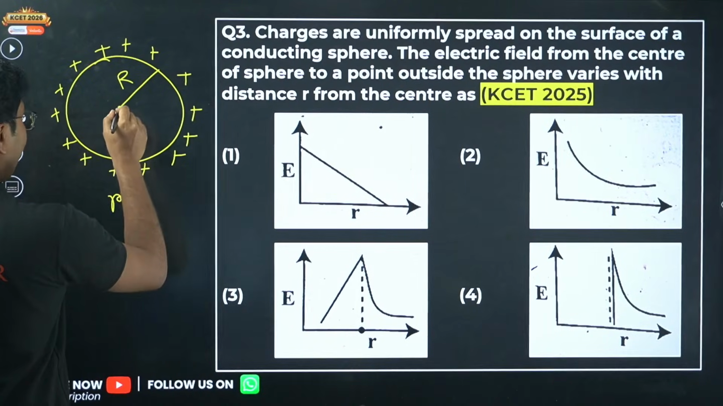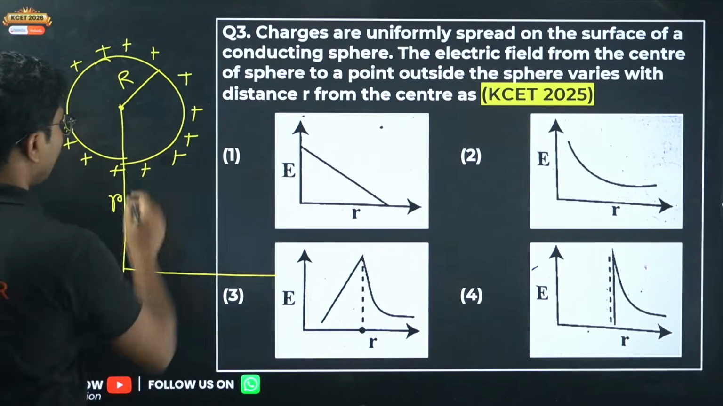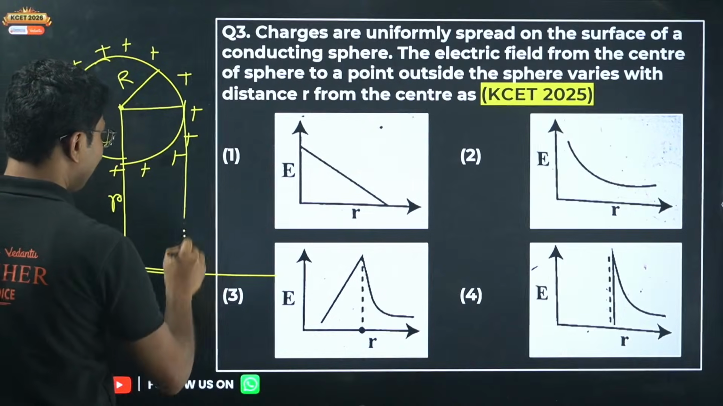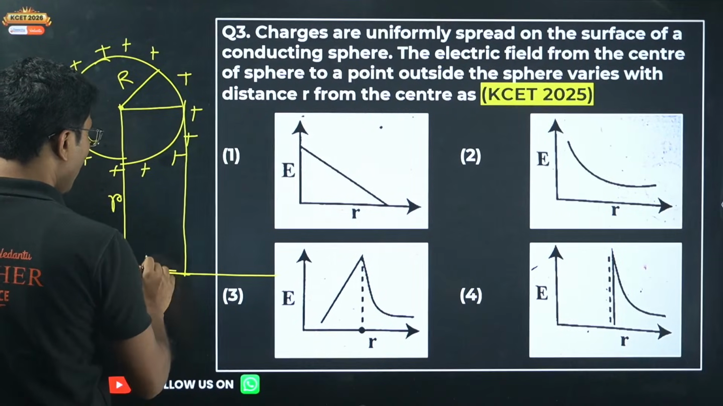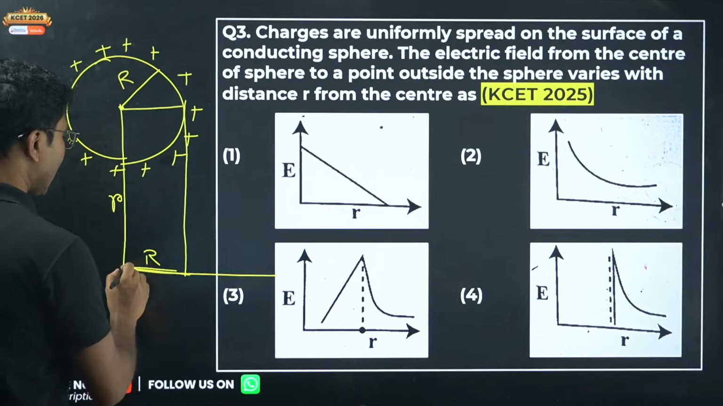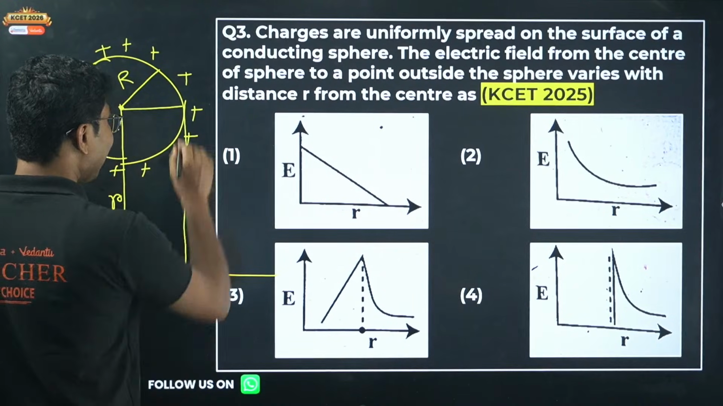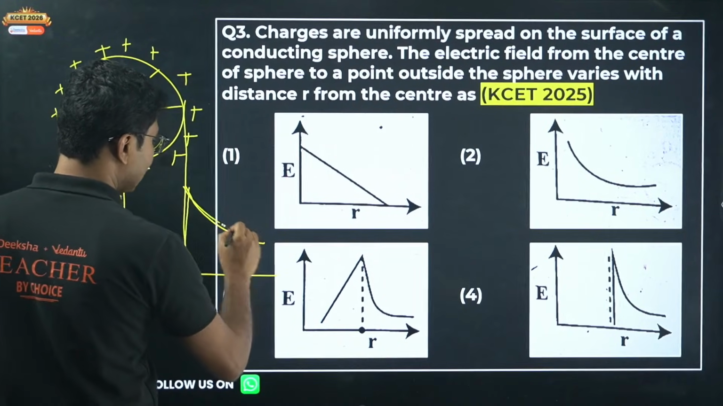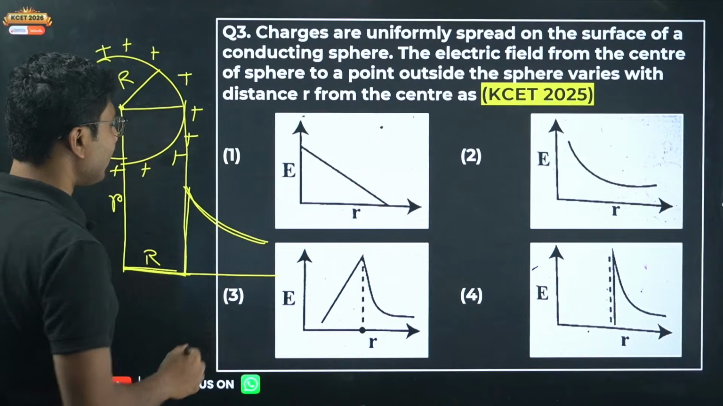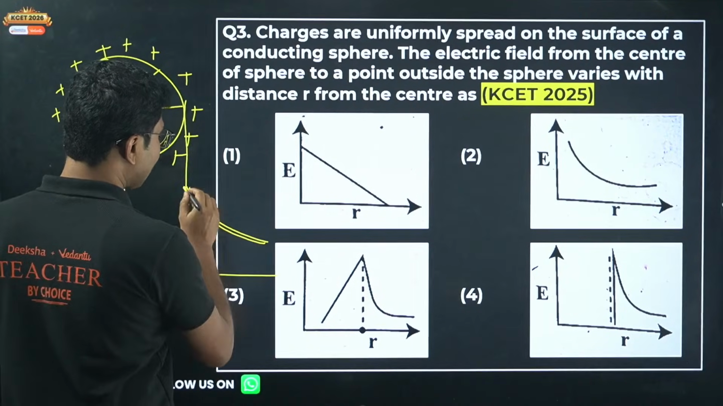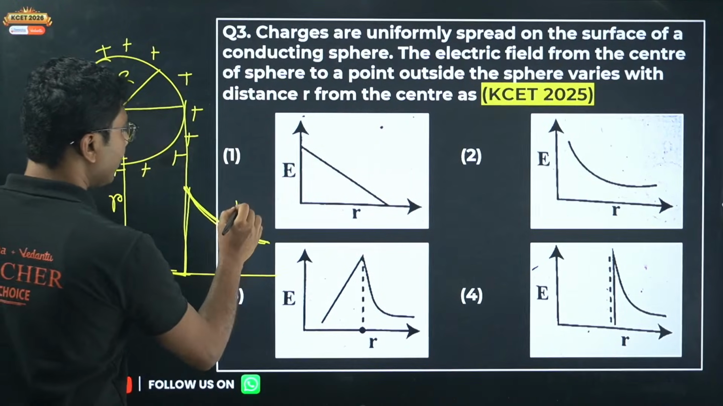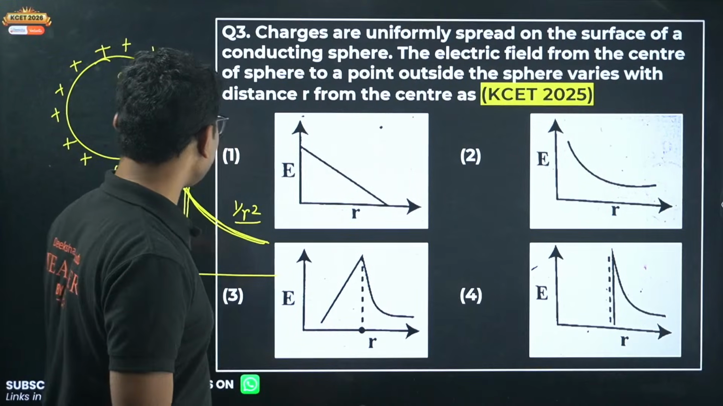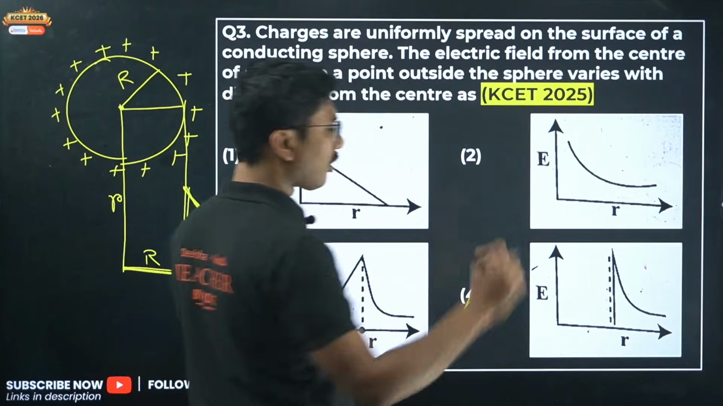So you know that the electric field inside a conducting sphere is 0. As you are moving inside the sphere, electric field is 0. So up to R, electric field is 0, so there will be no electric field line. Suddenly on the surface it will go up and then it will decrease, falling like this. So this is the electric field on the surface of the sphere, and as you go outward, electric field will decrease depending upon 1 by r square. It is not 1 by r, it is 1 by r square. So the correct graph will be option 4 or option D.